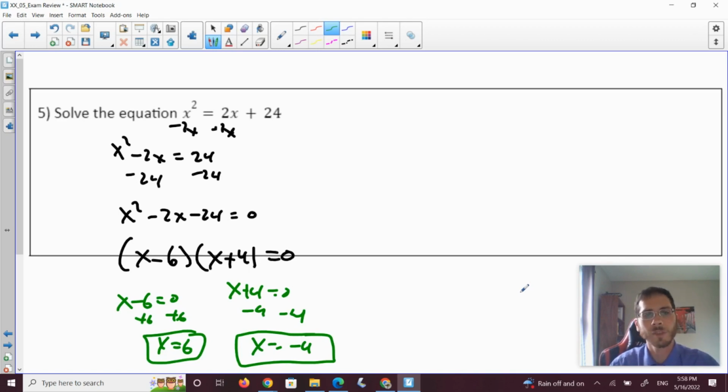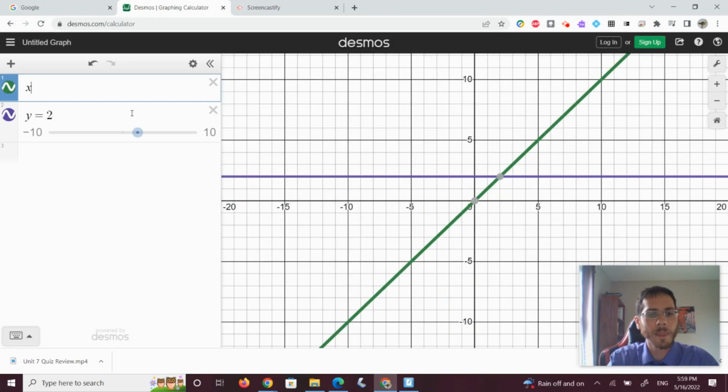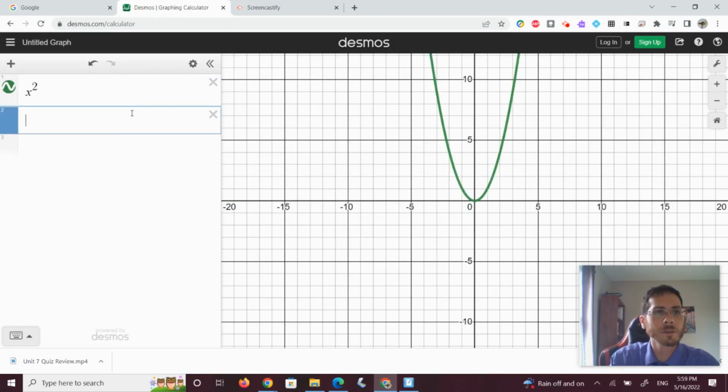If I want to double check, again, I can double check this one with Desmos. Let's just see what it looks like. We have x squared, the first part, and then I think it was 2x plus 24 for the second part. Is that right?